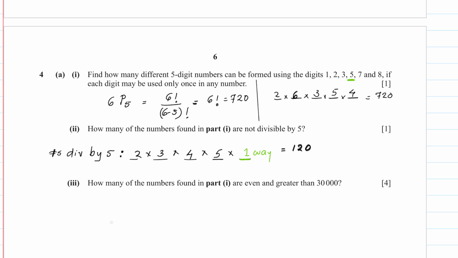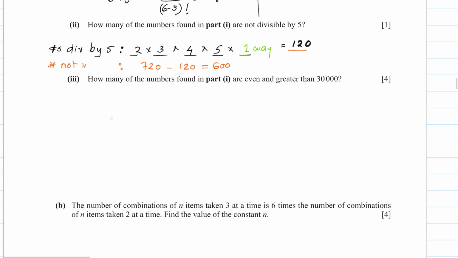However, the question is numbers which are not divisible by 5, Amrita. Right. So how do we do this? Let us consider the total possibilities are given to be 720. This is the number of ways you can have a number divisible by 5. So numbers not divisible by 5 will be 720 minus 120. It is 600. Right. Let's continue to the next question.